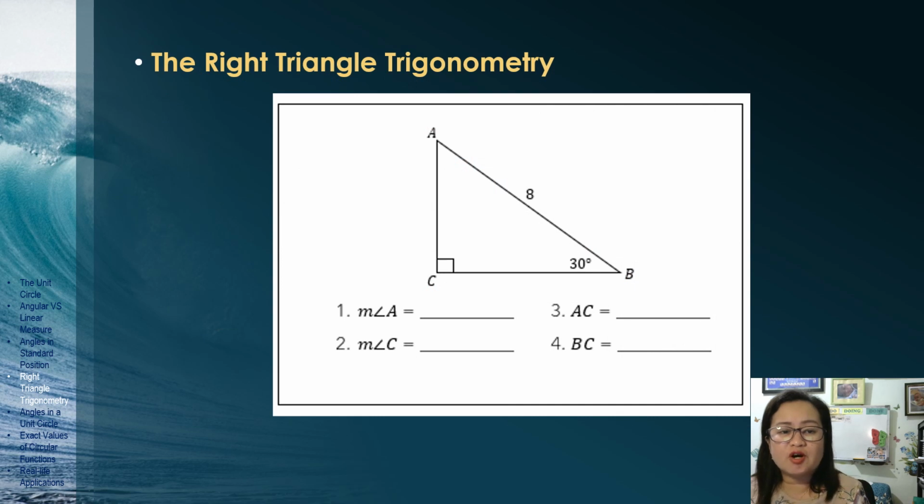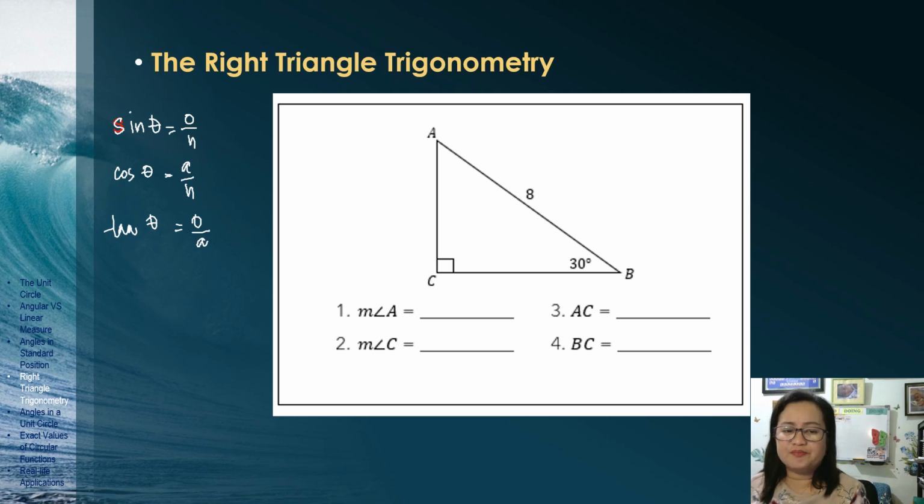Another very useful concept that we have to recall is right triangle trigonometry. Remember our pun, which is SOHCAHTOA. That means the sine of an angle is equal to the ratio of the opposite over hypotenuse, while for cosine we have adjacent over hypotenuse, and tangent is equal to opposite over adjacent.